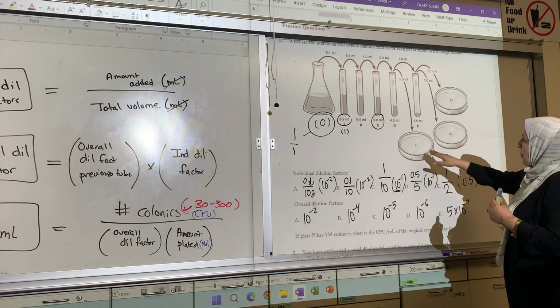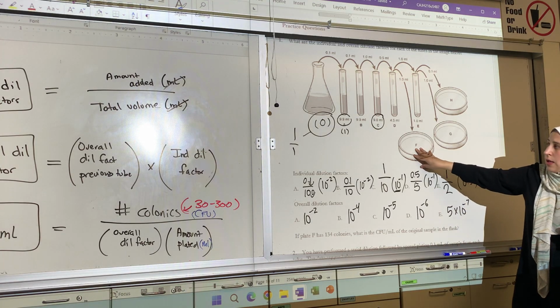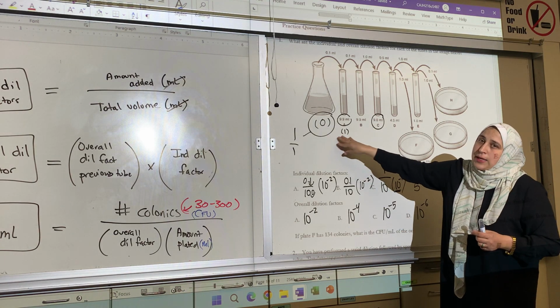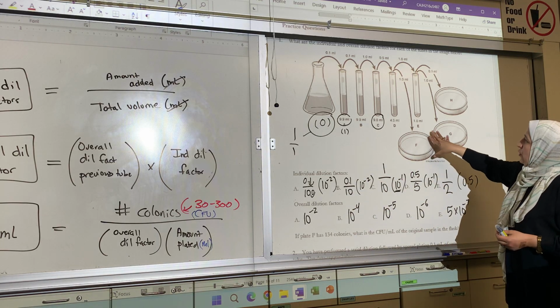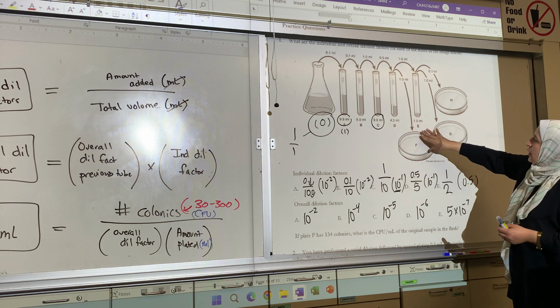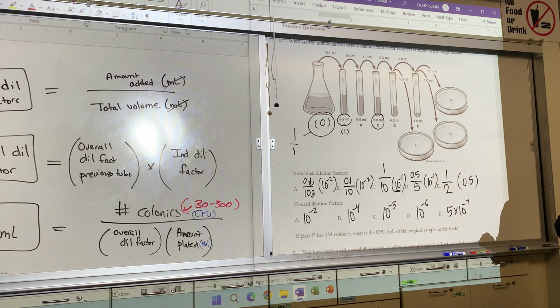After 2 days, we come back and we see the growth on the plate. Now for these earlier tubes, oftentimes we have too many to count or a bacterial lawn. But usually, once you get dilute enough, you start to have countable colonies, okay?